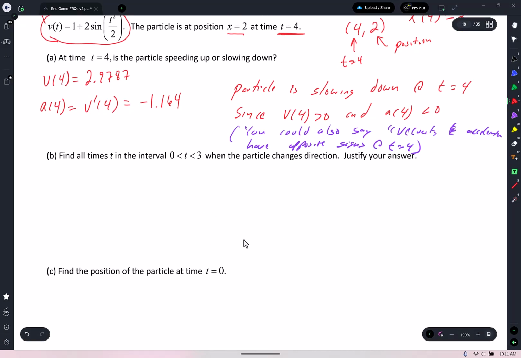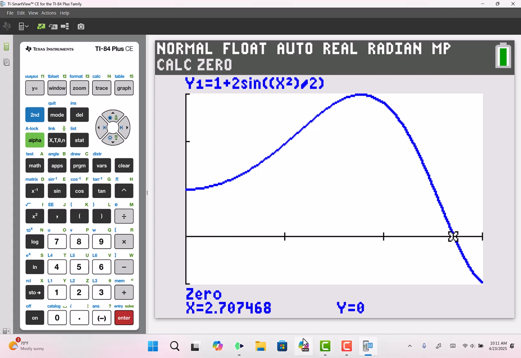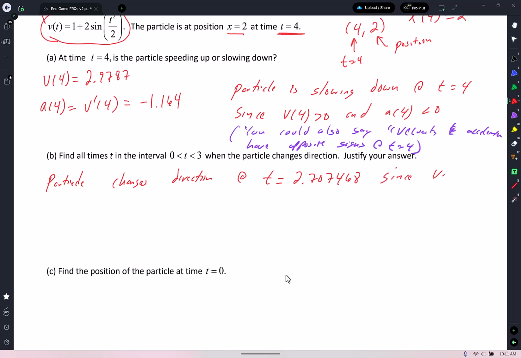So I'm just going to say particle changes direction at t equals 2.707468 since velocity changes signs at this time value. And there it is. Done. That's it. That's full credit.